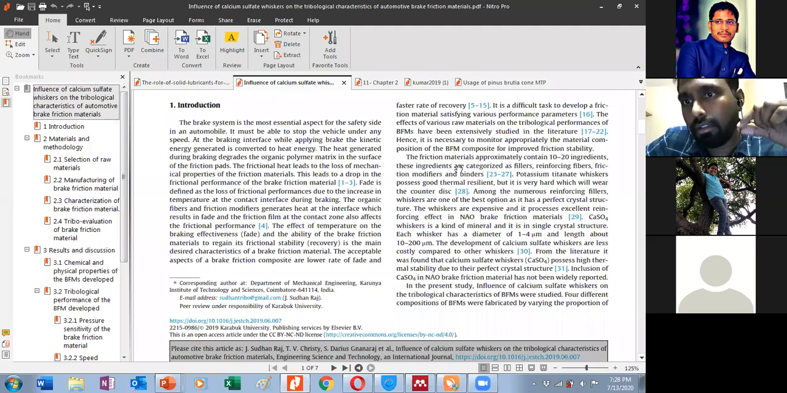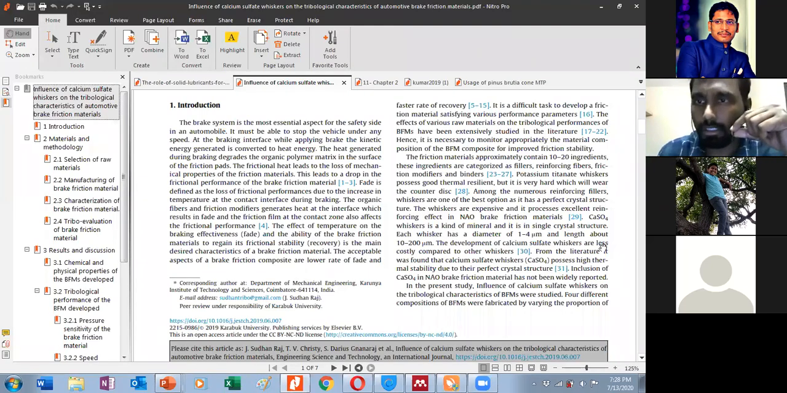So this kind of high temperature resistant material is lacking. In the formulation of brake materials, extensive research is going on high temperature materials. So we have incorporated a new material into a friction material, that is calcium sulfate whisker. So we have developed a new formulation based on the literature review.